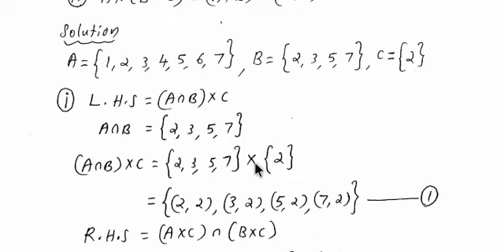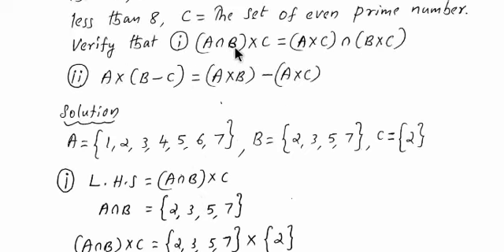Then take the cross product, as in the previous problems in exercise 1-1. We will get this set. This is nothing but a set of these ordered pairs. Then put equation number 1. Since LHS is over, then take RHS. What is RHS in equation number 1? This is the RHS.